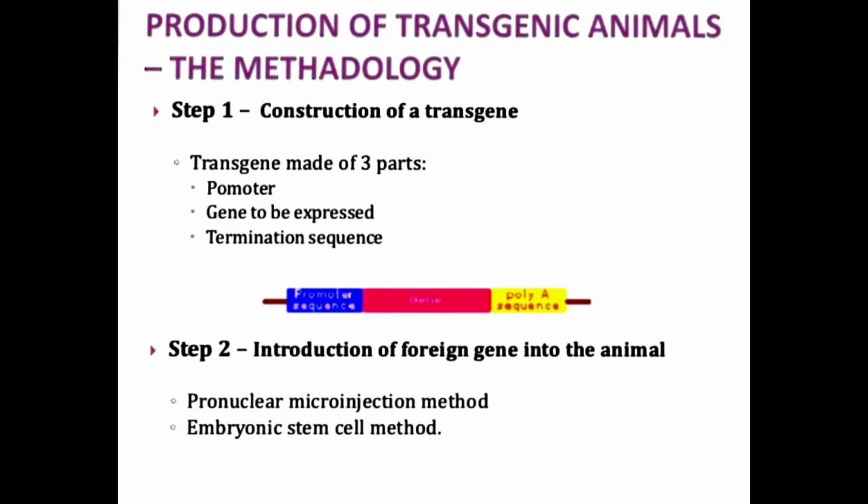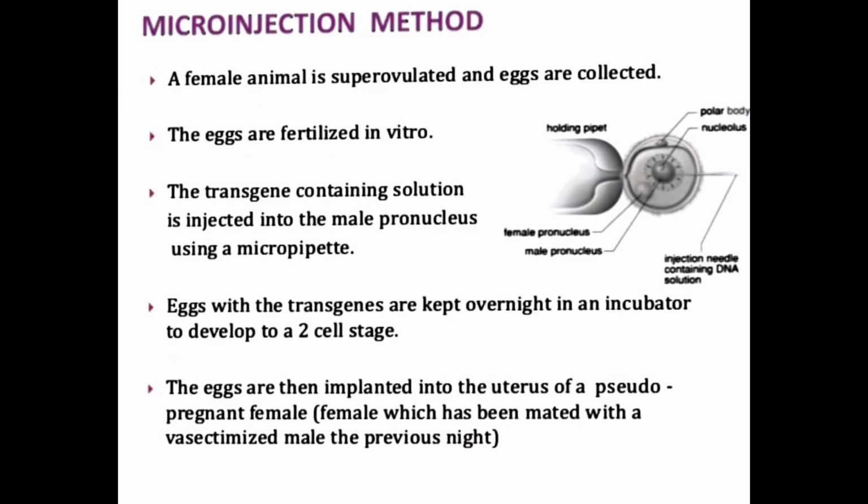Step 2. Introduction of foreign gene into the animal. Pronuclear microinjection method, embryonic stem cell method. The first, microinjection method. A female animal is superovulated and eggs are collected. The eggs are fertilized in vitro. The transgene containing solution is injected into the male pronucleus using a micropipette.